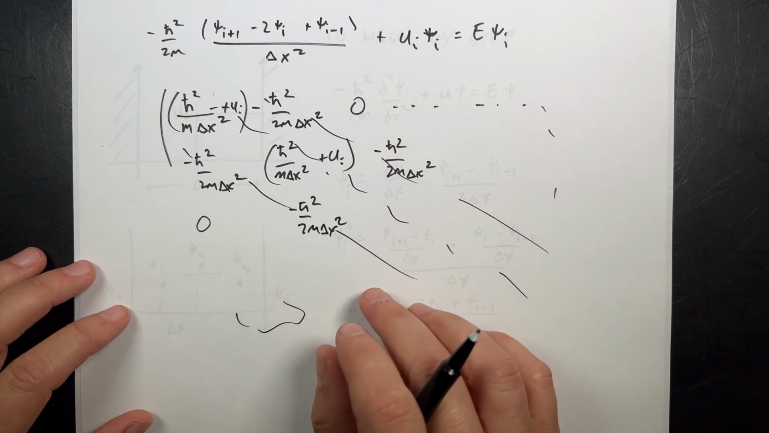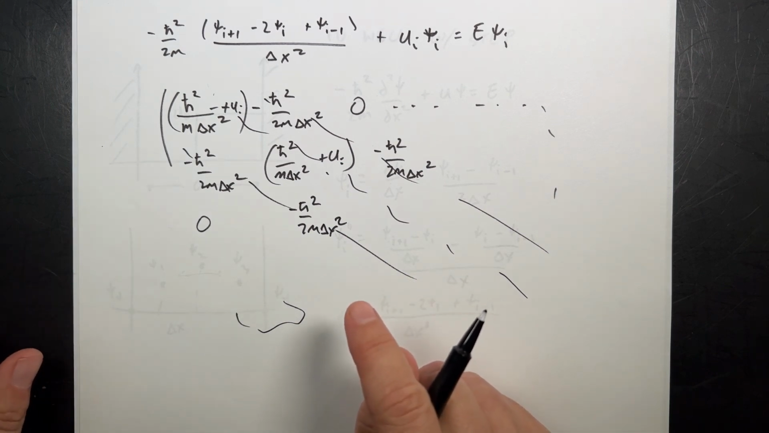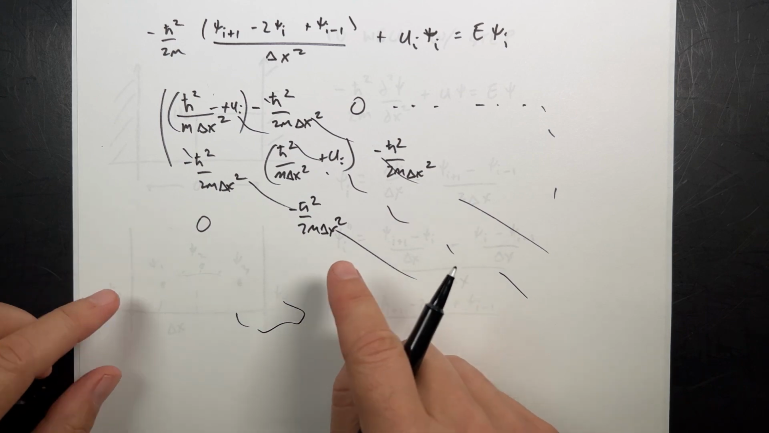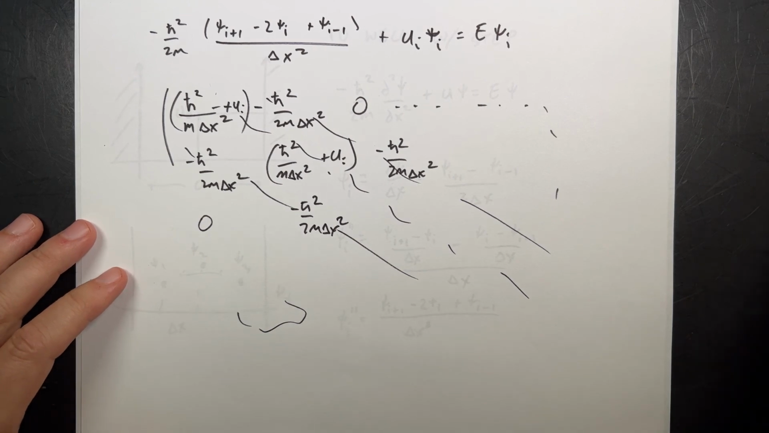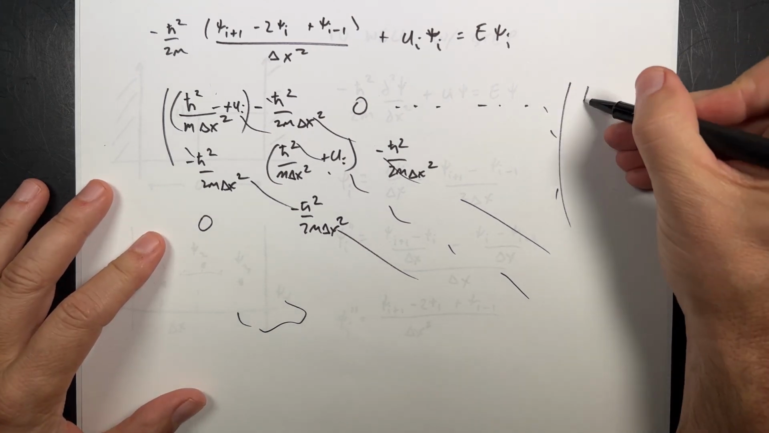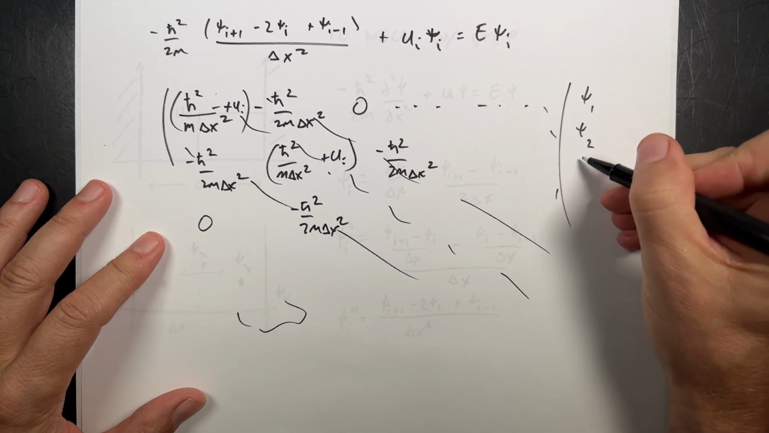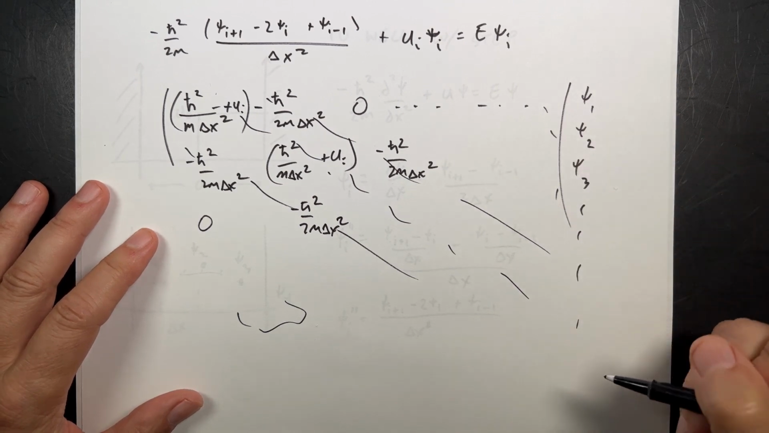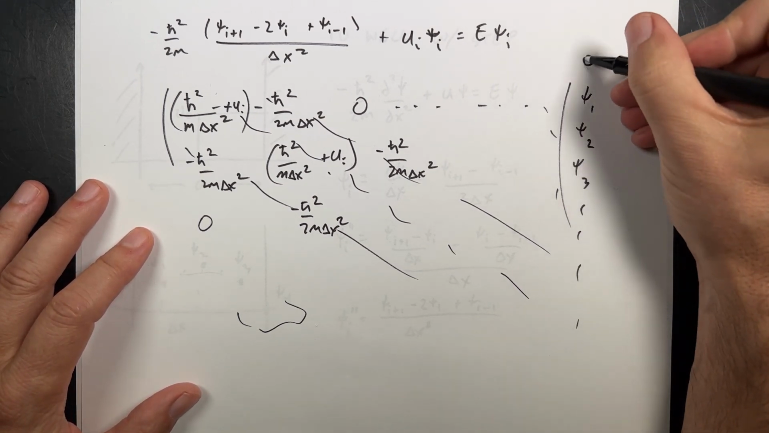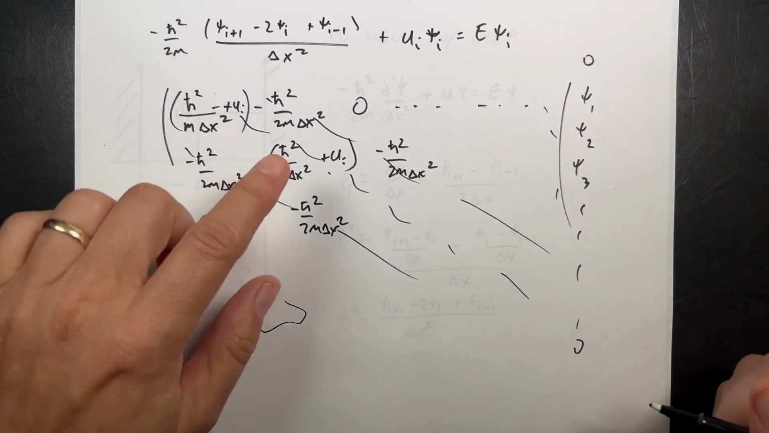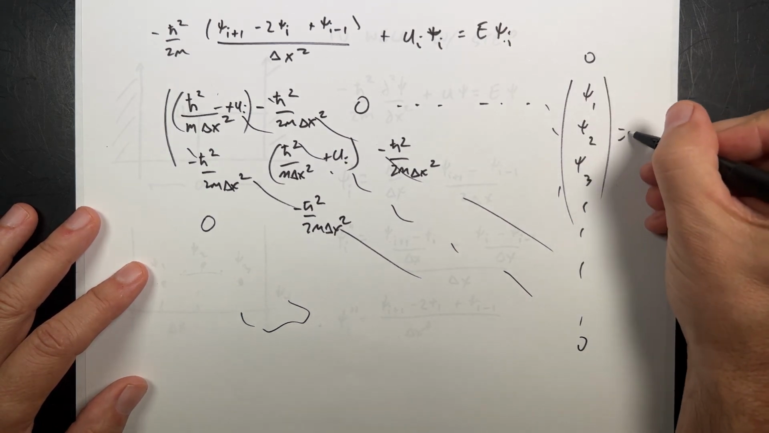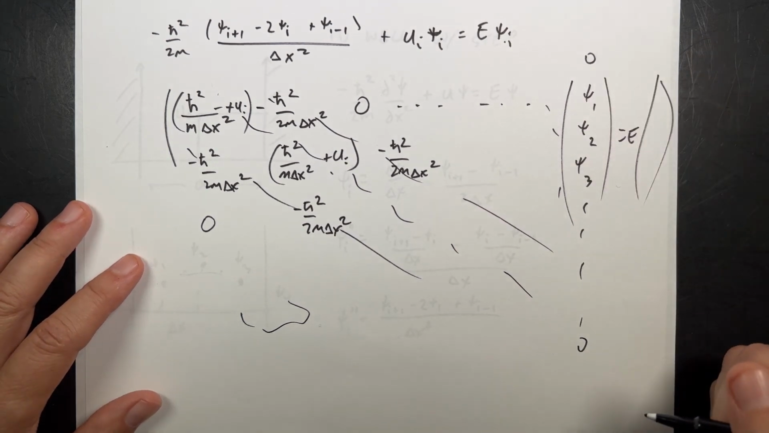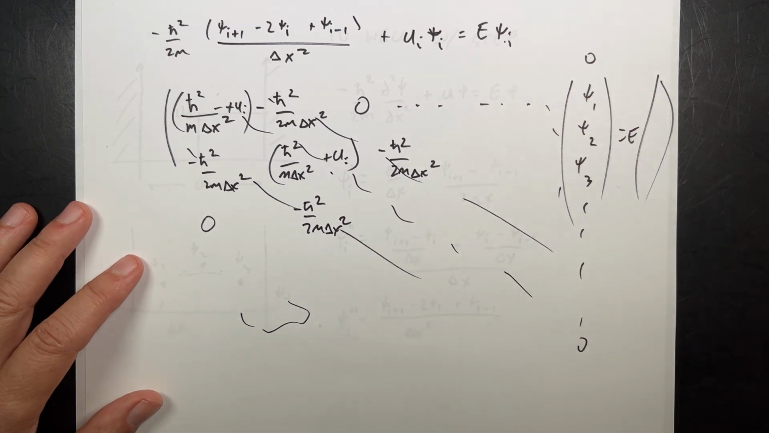I went through this in a little bit more detail in my last video, I'll link it down below, finite difference method using the eigenvalue problem. But I have this matrix, I'm going to call that H. I have my values for psi 1, psi 2, psi 3, as far as I want. I don't include the first psi 0, which is 0. I don't include the last one, which is 0. That's why I have these zeros there. And then this is going to be equal to E, and then those same vector values for psi.